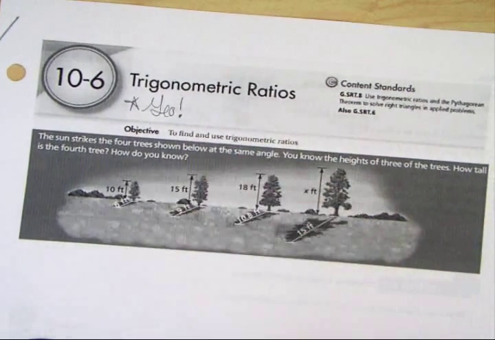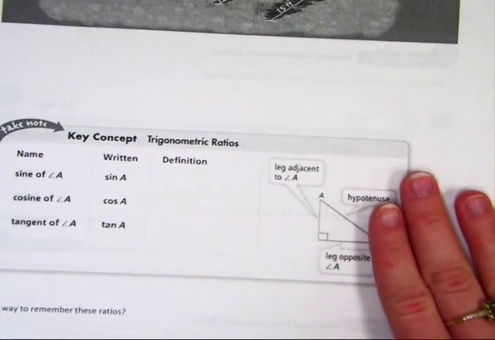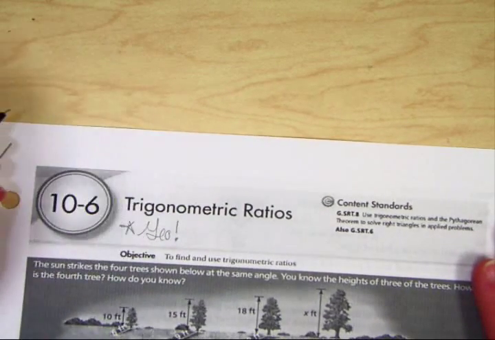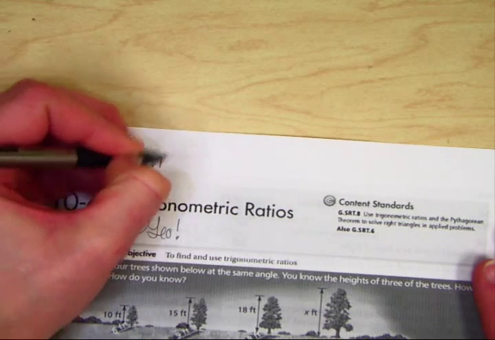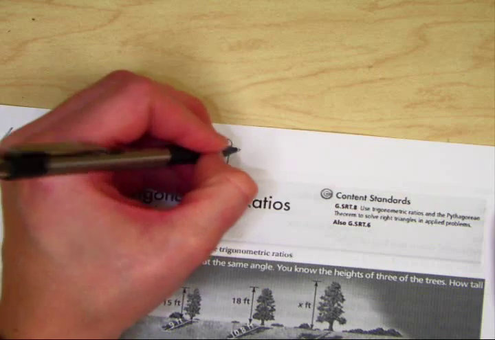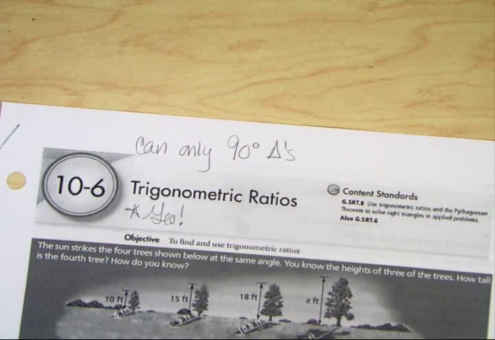Alright, we can do this when you come back if you have any questions on it. But let's go down to this triangle down here. Now today, I know I keep going back and forth. I want to make sure I make note that you can only use today's lessons on 90-degree triangles, or what we call a right triangle.